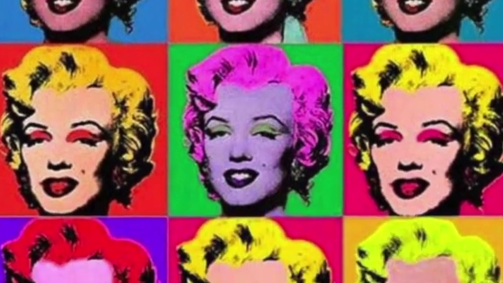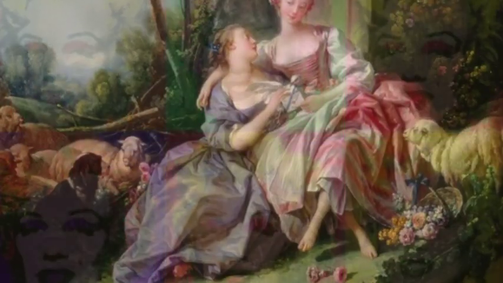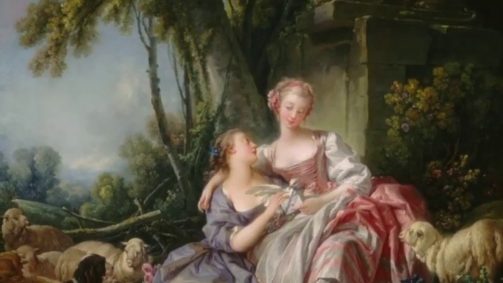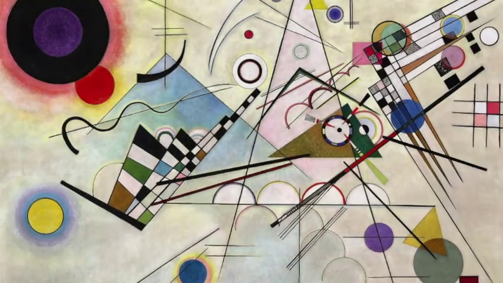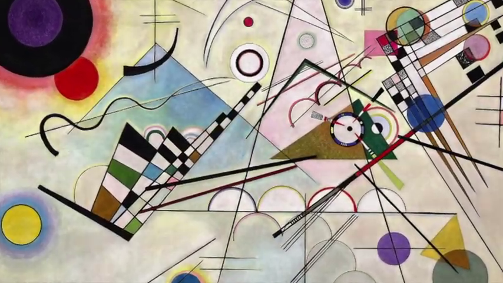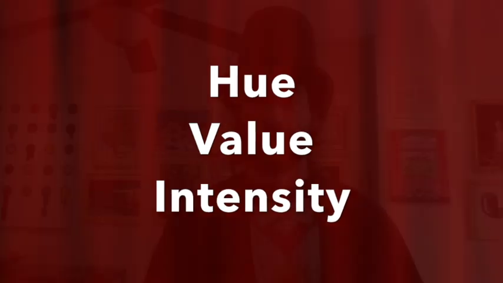Some artists use color boldly. Others use it softly. To get the desired results, artists need to understand the three main properties of color. These are hue, value, and intensity. No, not that hue. Hue is a color's name. For example, red and yellow are hues.